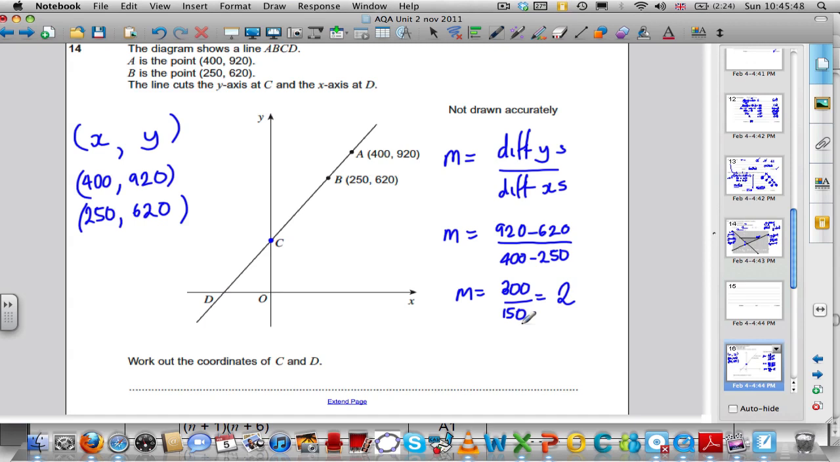Okay, so we've got the gradient here. So in our equation y equals mx plus c, we know that y is now of the form 2x plus c.